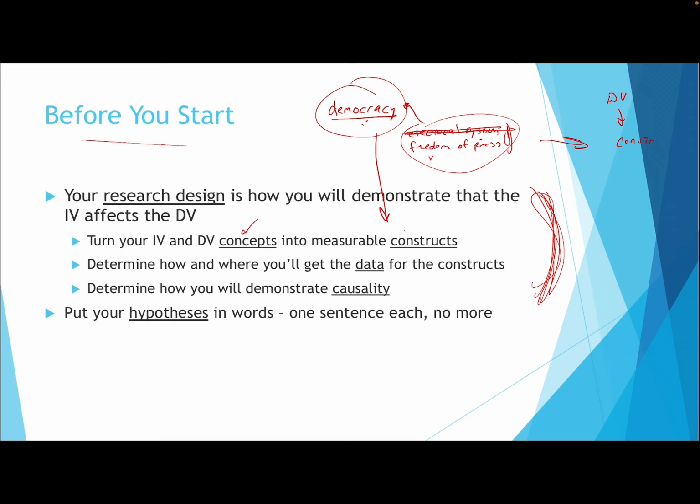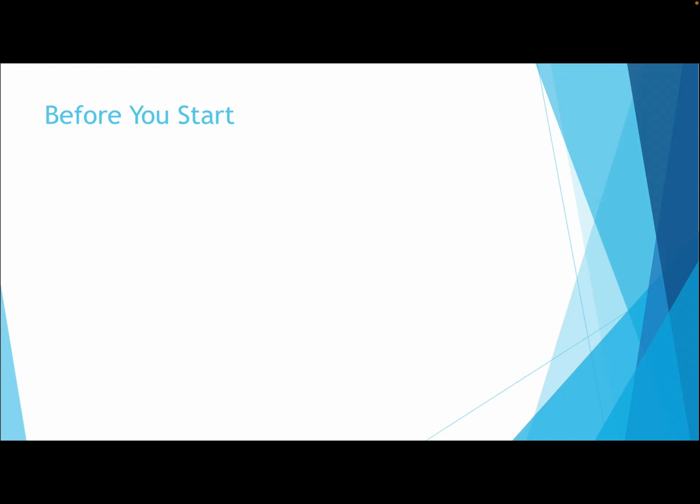Put your hypotheses into words. A hypothesis is just that the IV causes changes in the DV, and that's about it. More democracy decreases the likelihood of violence. That's a hypothesis. It's not a good hypothesis, by the way, but it's a hypothesis. And I'm just going to put that in words. Those are the things I'm going to study. That's it.